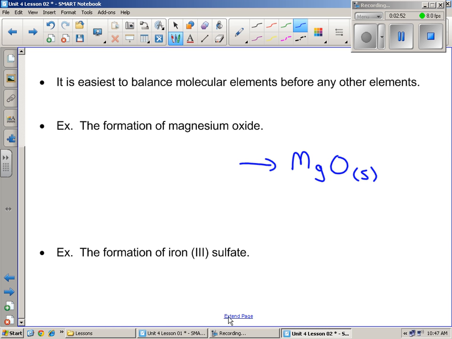What do you need? This is not a trick question, okay? What do you need for magnesium oxide? Well, probably a little bit of magnesium and probably a little bit of oxygen. Oh, but oxygen comes in 2s because it's a molecular element, okay? So we've got a metal and our non-metal, but our non-metal, oxygen, comes in 2s.